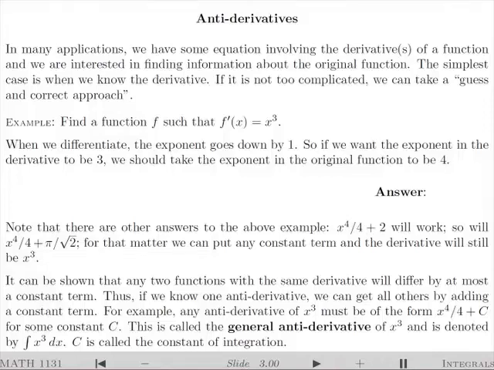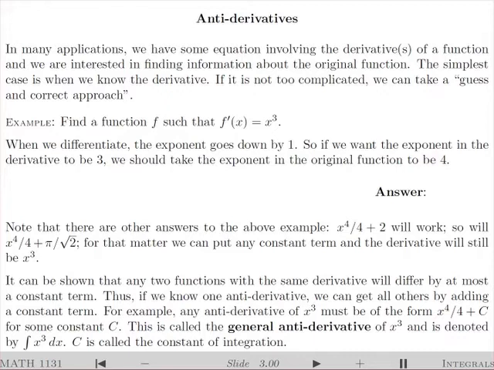Welcome. In this session, we start our study of integration. This is, in a sense, finding antiderivatives. That is to say, if you tell me what the derivative is, I try to tell you what the original function is. This is much harder than differentiation. I will explain the reasons as we go along.